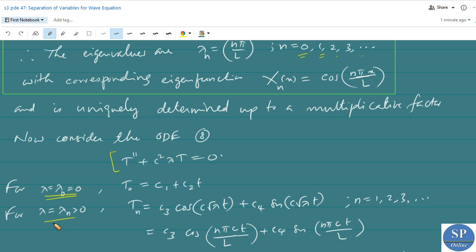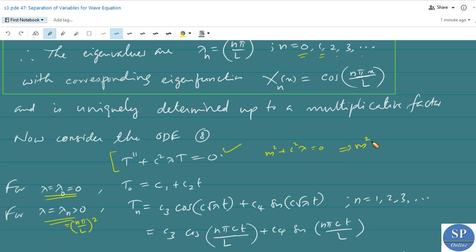Now for λ = λn, we have λn = (nπ/L)². When lambda is greater than 0, we have (nπ/L)². Applying this, we get T'' as we already obtained. From this, when lambda is greater than 0, the solution will be C3 cos(c√λ t) + C4 sin(c√λ t), because here the auxiliary equation is m² + c²λ = 0.